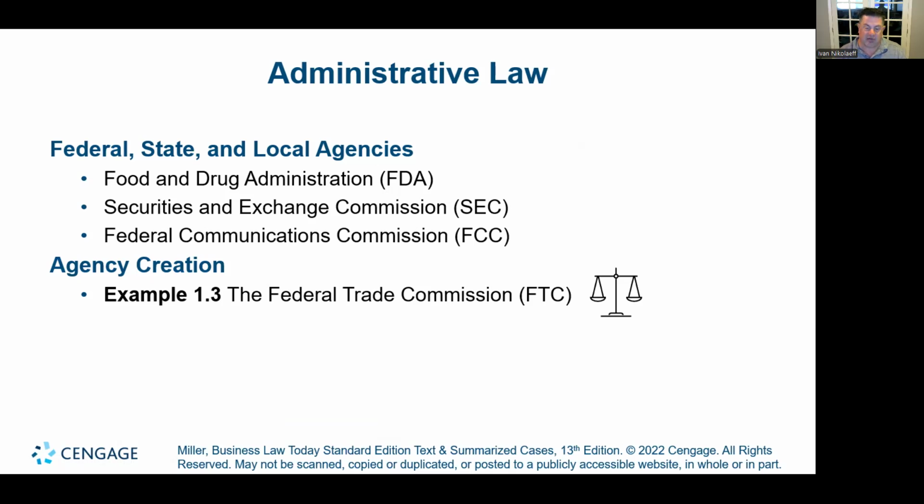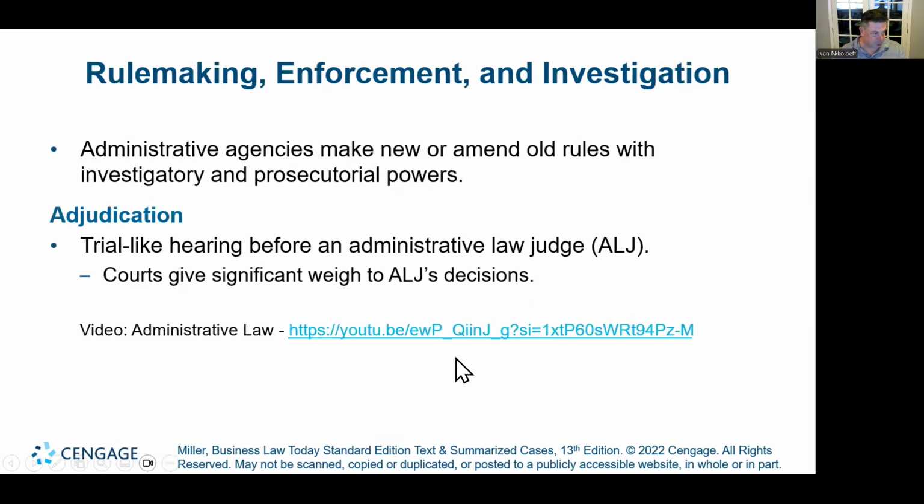So sometimes you need to have a local agency that helps regulate different industries where you don't in other parts of the country. Some examples, again: the Food and Drug Administration, or the FDA, and the Securities and Exchange Commission. These oversee a lot of the financial workings of the United States, the stock market, how people file reports, things like that. And then the Federal Communications Commission. And we'll talk a little bit more about agency creation here in the next slide.